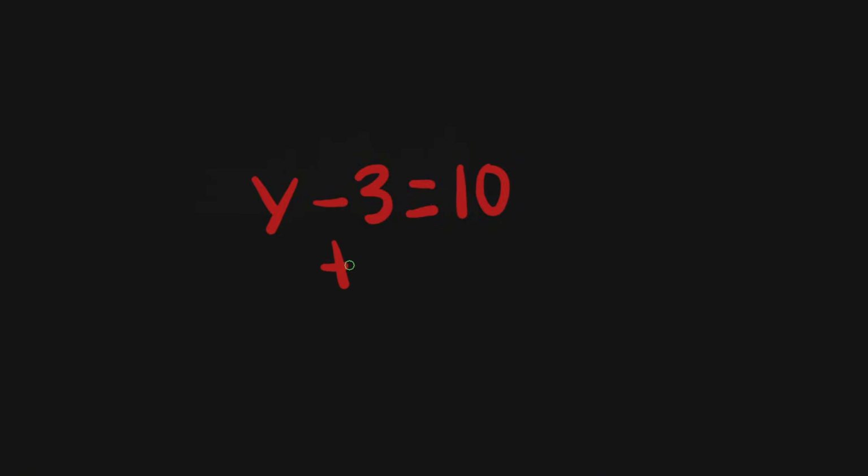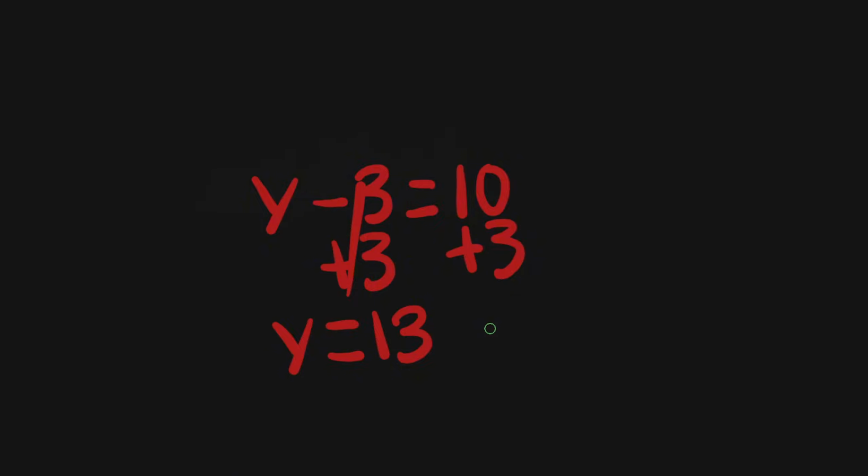So let's add 3 on both sides of the equation. So let's bring down the y. So y, negative 3 plus 3 is just 0. So we're just going to cross that out. Bring down the equal sign. And then 10 plus 3 is 13. And that's the answer to the equation.